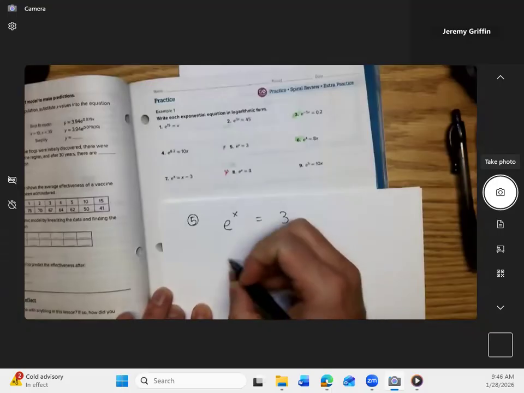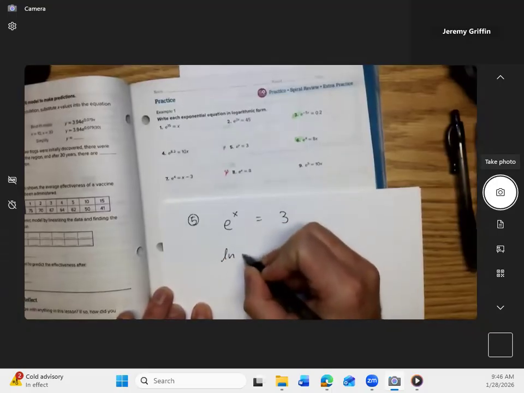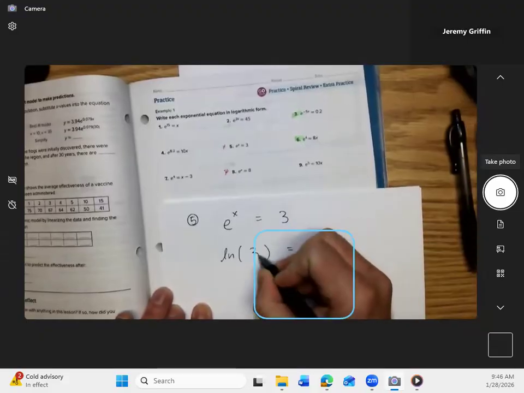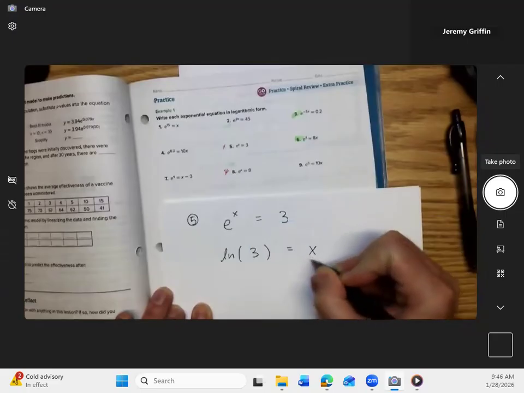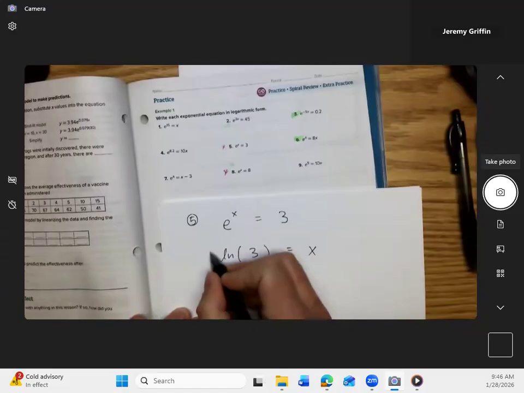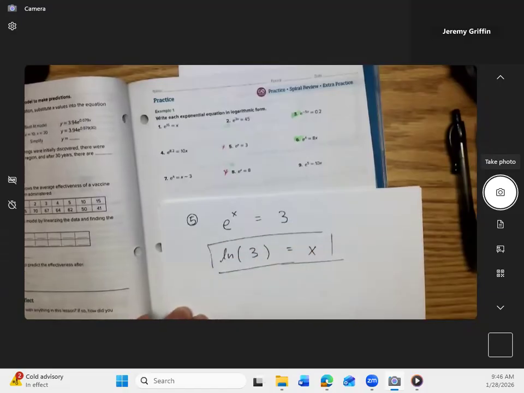Natural log of 3 is equal to x. Okay. Oh, you know what? I bet I could punch that in a calculator. Let's get a decimal approximation. I think that's all your book is looking for. Okay. But let's get a decimal approximation.